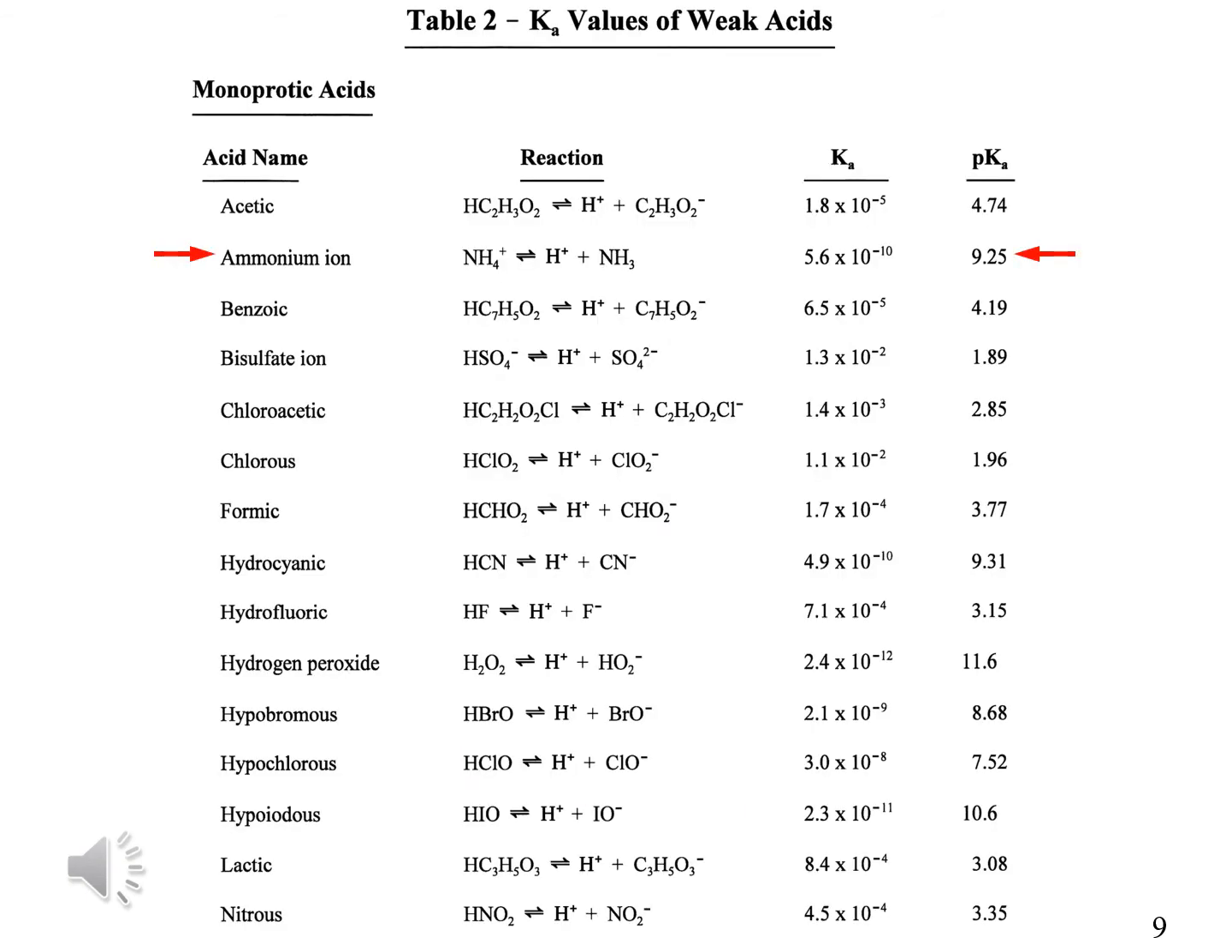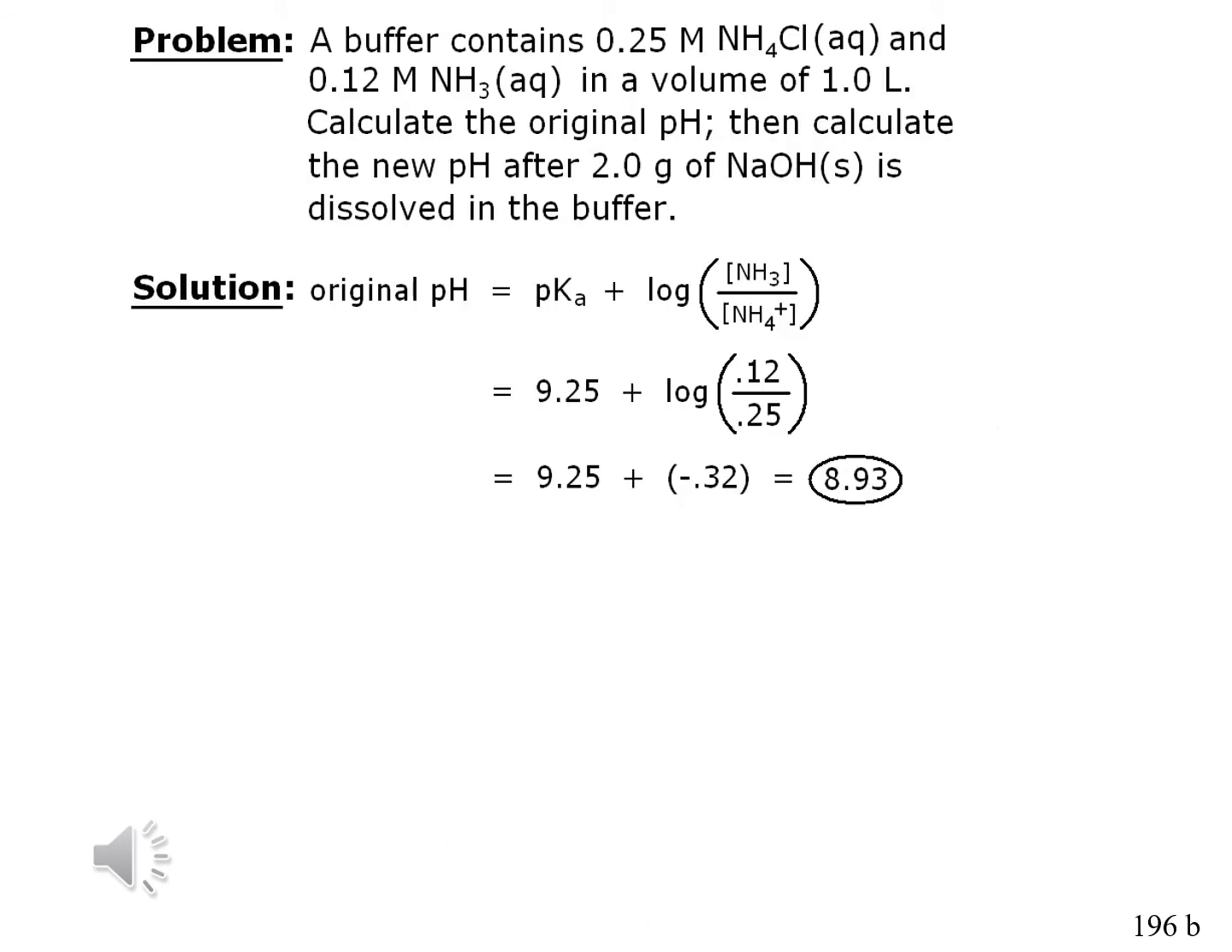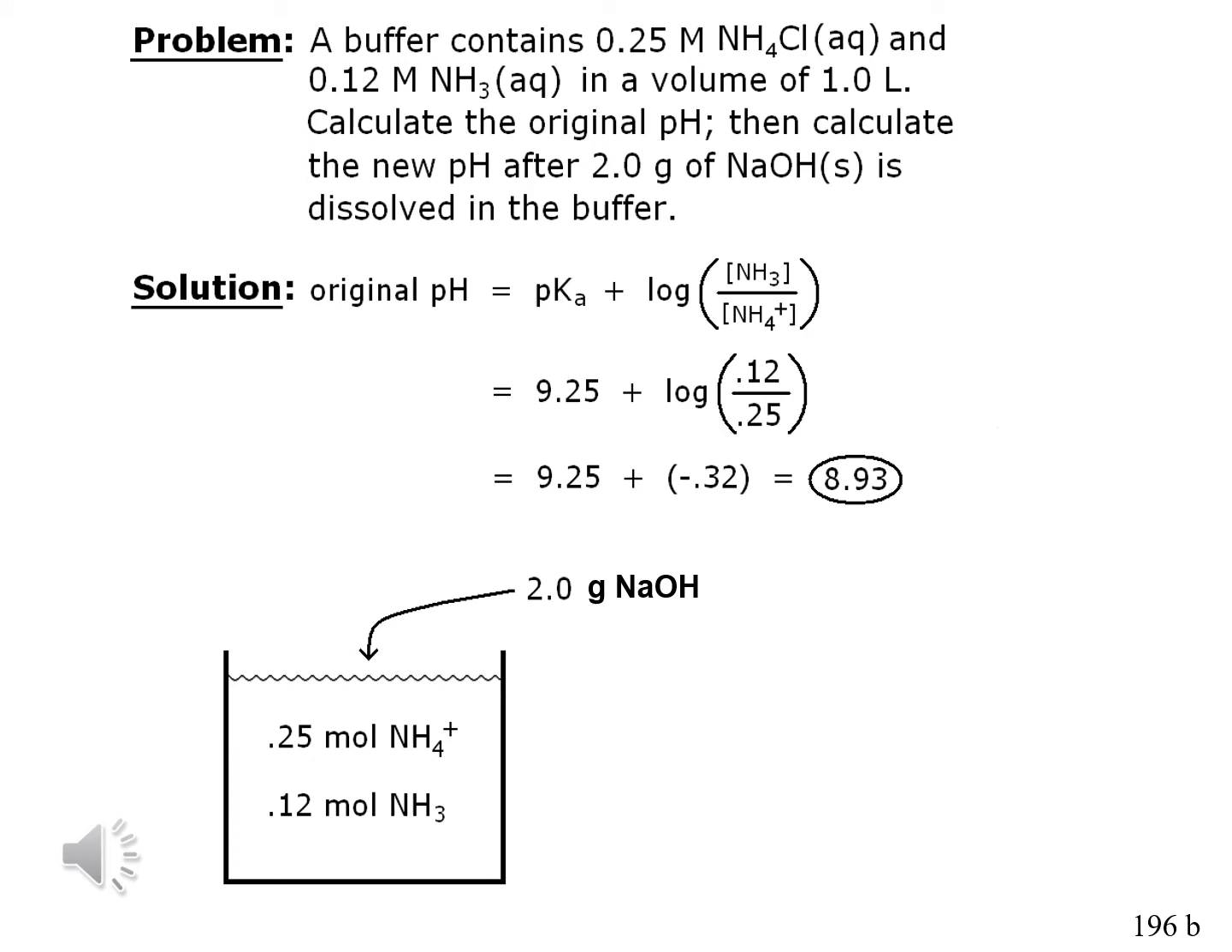We've already looked up lots of times now that the pKa of ammonium ion is 9.25. In order to get the original pH, we're going to plug in 9.25, and we're going to plug in 0.12 for the base on the top and 0.25 for the acid on the bottom. So our starting pH is below the pKa, 8.93. Now you're going to add the 2 grams of sodium hydroxide.